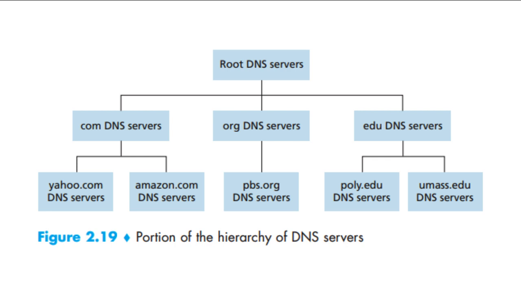Third one, authoritative DNS server. Every organization with publicly accessible hosts on the internet must provide publicly accessible DNS records that map the names of those hosts to IP addresses. An organization can choose to implement its own authoritative DNS server to hold these records. Alternatively, the organization can pay to have these records stored in an authoritative DNS server of some service provider.